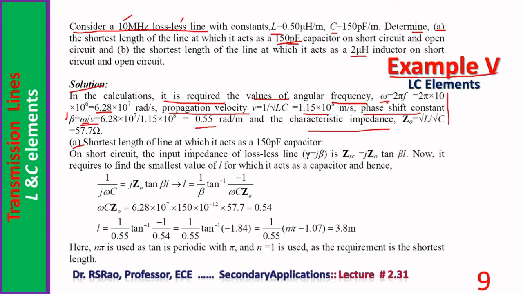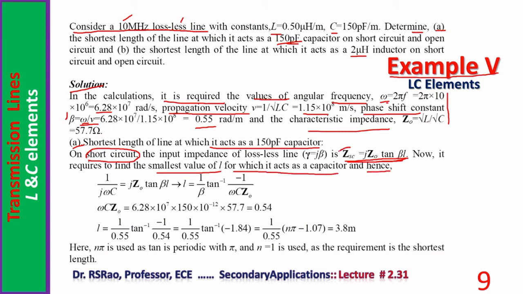Shortest length of line at which it acts as a 150 picofarad capacitor. First we consider the short circuited line, then we consider the open circuited line. On short circuit, the input impedance of a lossless line, because for a lossless line the propagation constant gamma is j beta, is Zsc equal to j Z0 tan beta L. This is the basic formula. Now we need to find the smallest length L for which it acts as a capacitor.